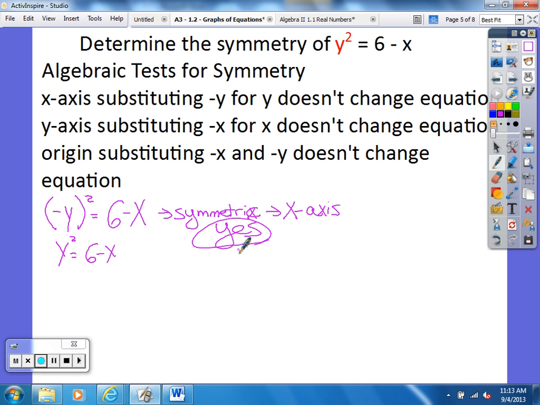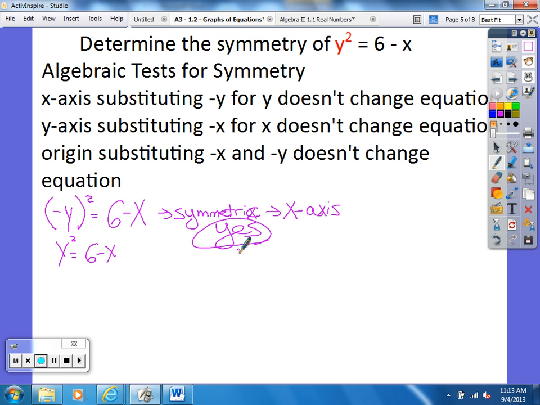Question. Go ahead. Why wouldn't it be y equals 6 minus x? If I square it though, it has the squared on it. It's squaring both the negative and the y. Well, you're doing negative y times negative y. Well, what's y times y? It'd be y squared. That make sense?